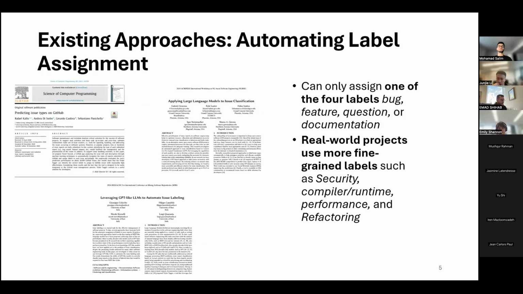And for automating label assignment, there have been tons of approaches on this, but a thing that a lot of these approaches do is they limit it to assigning only up to four labels. Sometimes it's only two of them. Sometimes there's three of them.